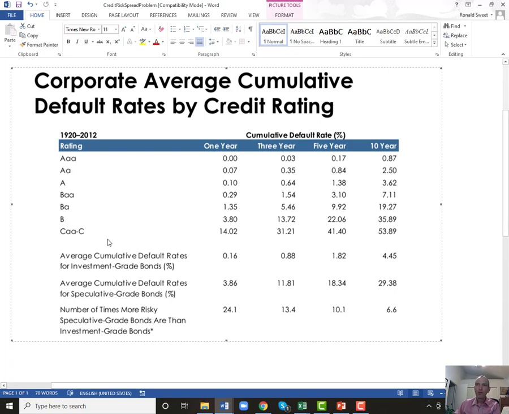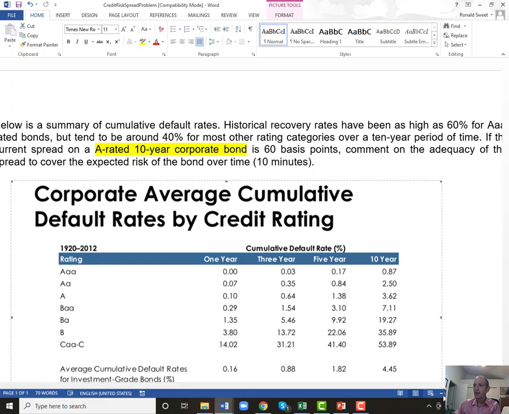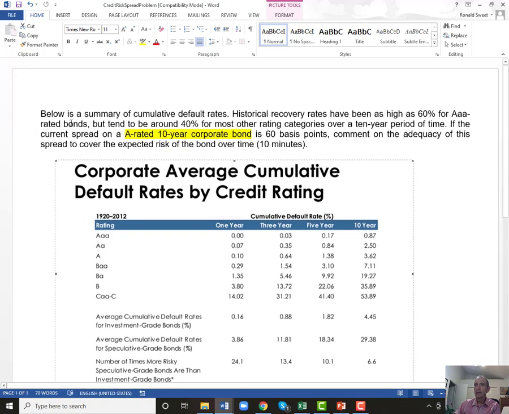And so what we're going to do, we'll do this in the next class, is how can we use this information. So I'm going to say you have a single A rated 10-year bond, and it's giving you a spread of 60 basis points. And you think your typical recovery is about 40%. So recovery rates are 60% for AAA bonds, and recovery rates tend to be 40% for all other bonds.